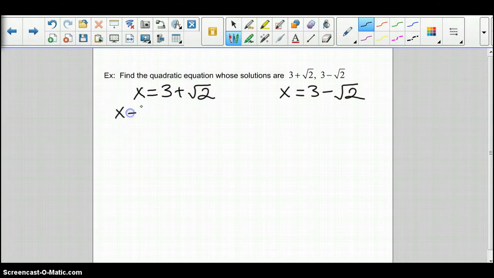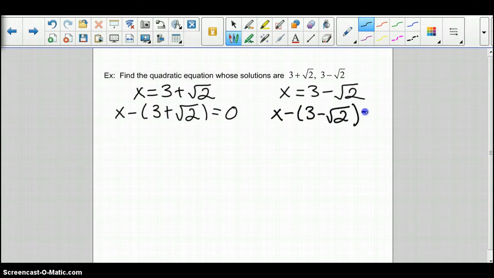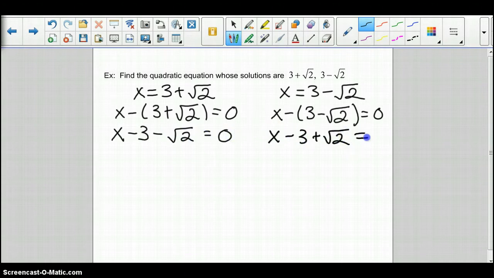So I'm going to have x minus 3 plus the square root of 2 equals 0. And x minus 3 minus the square root of 2 equals 0. Now note, it is very important that you remember these parentheses because I have to distribute this -1 here. There's really a -1 to both terms. So I'll have x minus 3 minus the square root of 2 equals 0. And the same thing will happen with this equation.